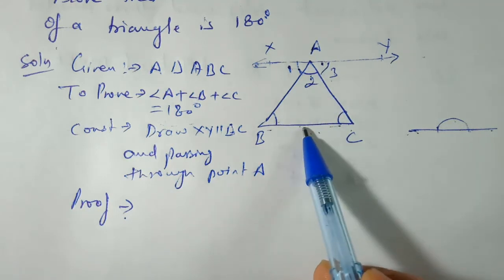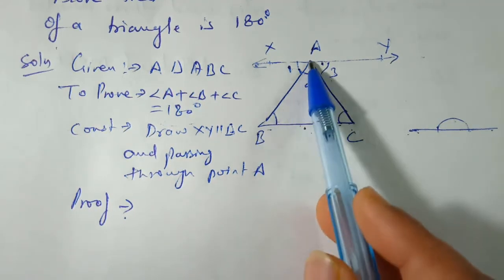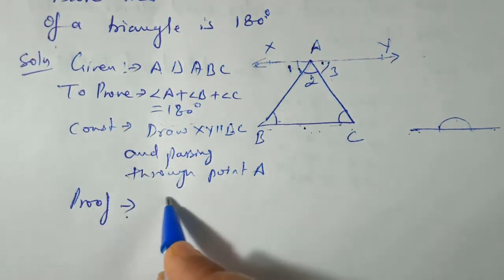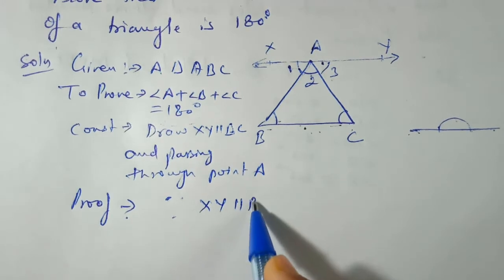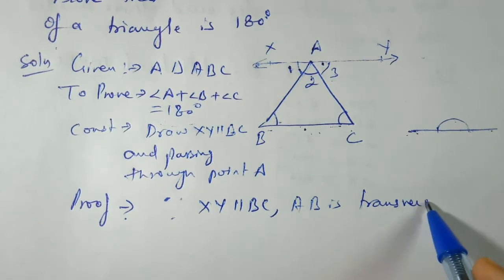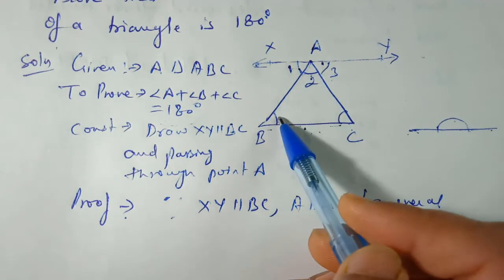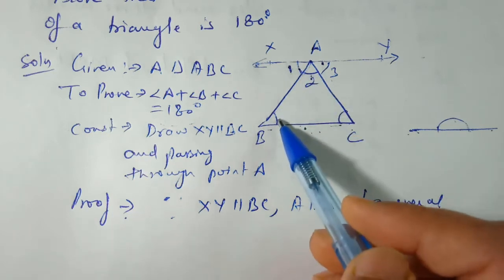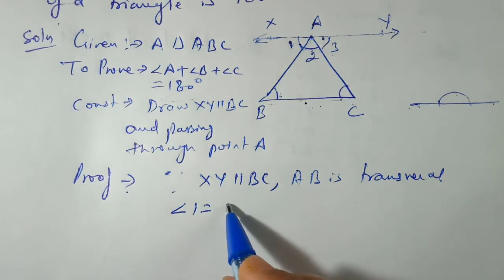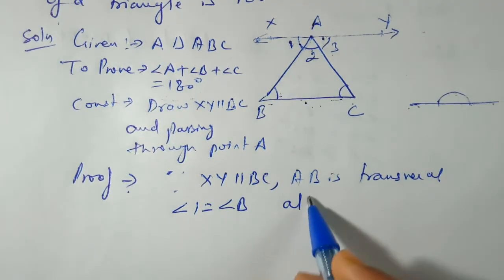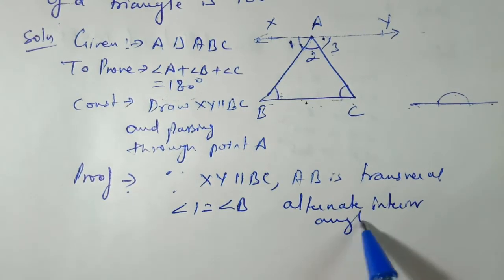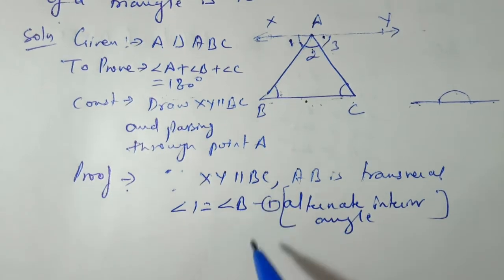Since this line is parallel to BC, and if we take AB as a transversal, then there is a relation between angle 1 and angle B. Since XY is parallel to BC and AB is a transversal, these two angles are on either side of the transversal, so they form alternate interior angles, and we know that alternate interior angles are equal. Angle 1 is equal to angle B. What type of angles are they? Alternate interior angles. Let it be equation number 1.